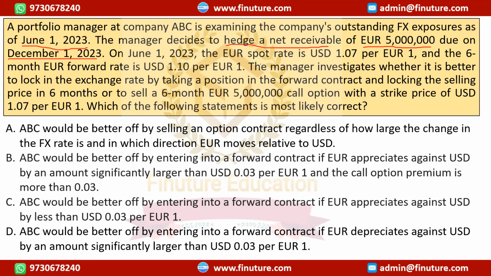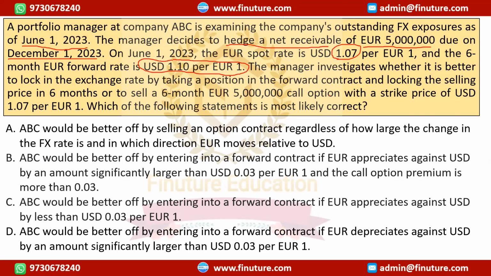So on June 1, the euro spot rate is dollar 1.07 per euro, and the 6 month euro forward rate is given. This is a forward rate at which we can hedge this 5 million euros receivable, and this is the spot rate. The manager investigates whether it is better to lock in the exchange rate by taking a position in the forward contract and lock the selling price in 6 months, or to sell a 6 month 5 million euros call option.